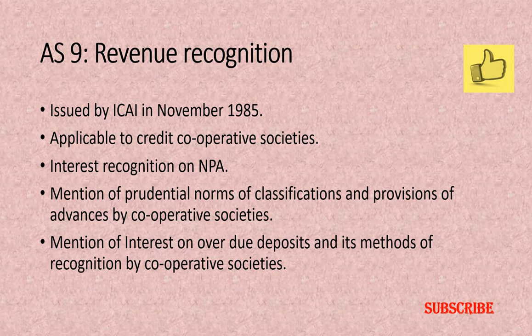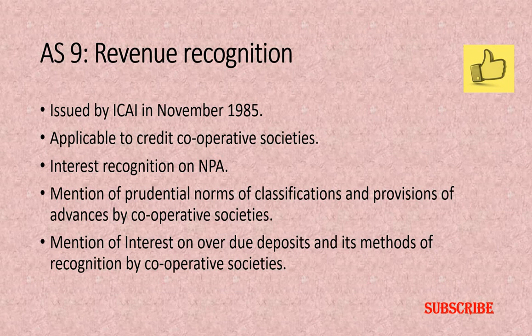In the case of cooperative societies, it is more applicable to the credit cooperative societies, which render service in the form of providing loans to the employees as well as the public. It should recognize the interest on the non-performing asset. Here non-performing asset means any loan whose repayment is not made within 90 days from the borrowing of the loan; such a loan will be called a non-performing asset. So interest recognition on non-performing assets is most important.